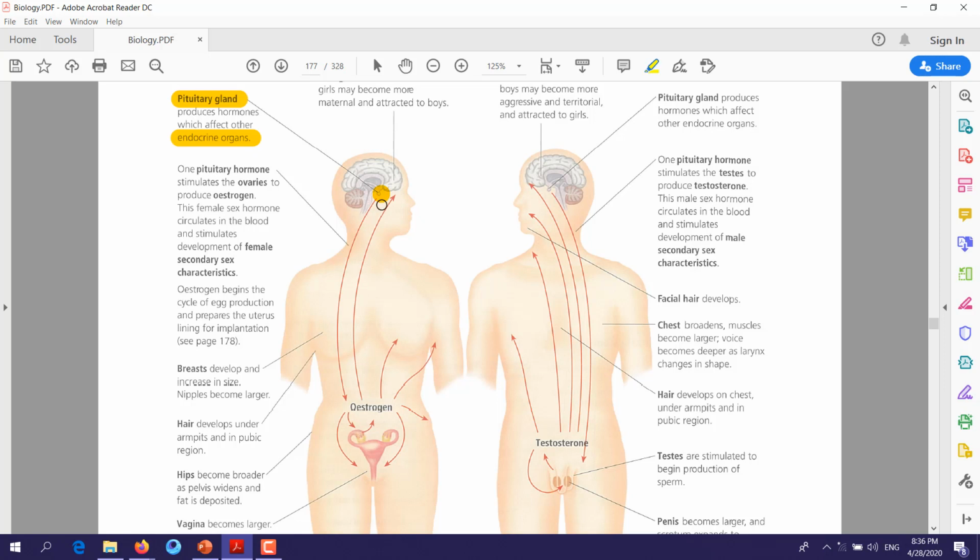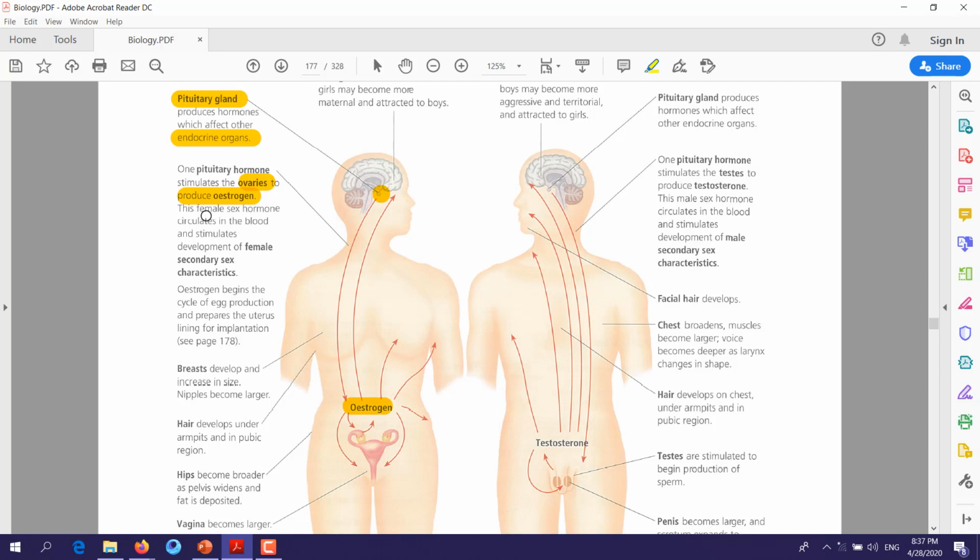Now, a hormone from the pituitary gland will be sent into the ovary through the bloodstream. One pituitary hormone stimulates the ovaries to produce estrogen. Now, the ovary will produce this hormone, estrogen. See, follow the arrows. Now, what will happen? Pituitary, ovary, now it's going to many parts of the body. This estrogen will affect the showing of some features of the body.